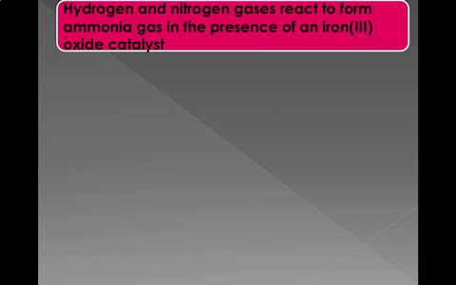Hydrogen and nitrogen gases react to form ammonia gas in the presence of an iron(III) oxide catalyst. Okay, so I'm going to start with hydrogen gas. So again, hydrogen is part of the Hofbrinkel, so it's H2, and then I put a g afterwards. And it's going to react with nitrogen gas, which is also part of the Hofbrinkel. Okay, so then I have N2 and a g after that, and they're going to react to form, so that means that I'm going to go ahead and draw my yield sign.